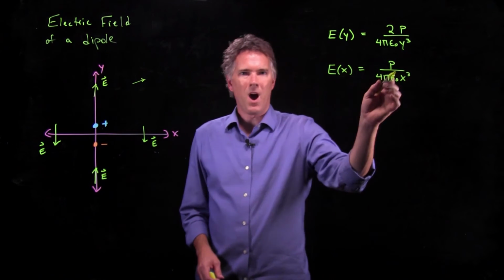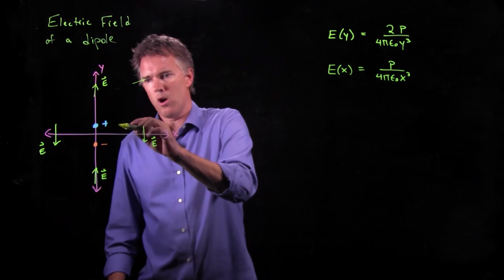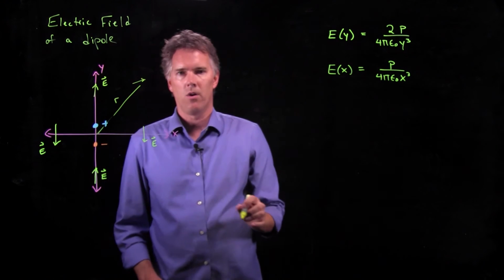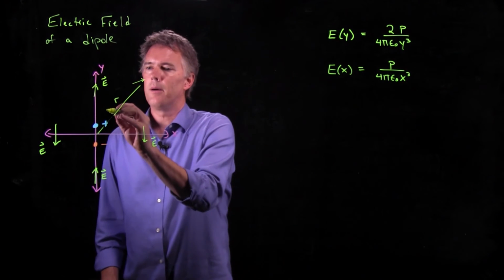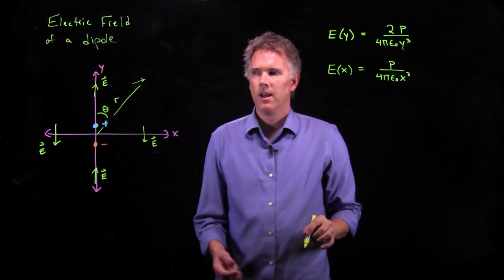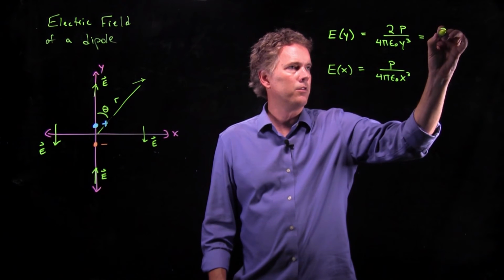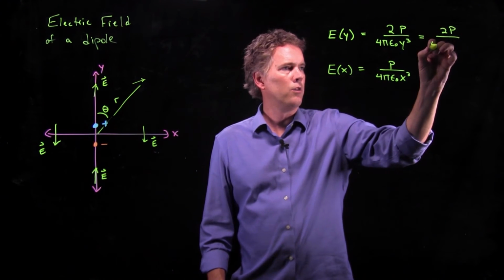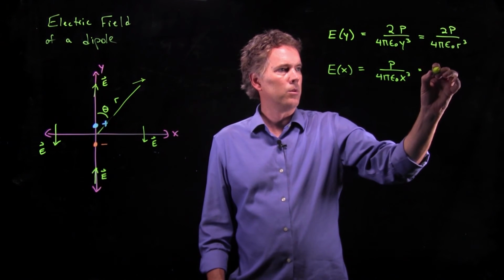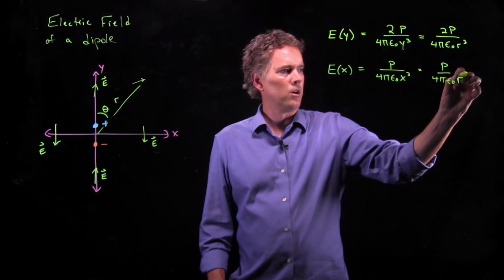But let's not call them y or x anymore. Let's just call them r. So if I think about an arbitrary point out here, and I call that r, and I also happen to call this angle right there theta, how can we put this together? Well, first off, let's do this. This is 2p over 4 pi epsilon naught r cubed. This was p over 4 pi epsilon naught r cubed.